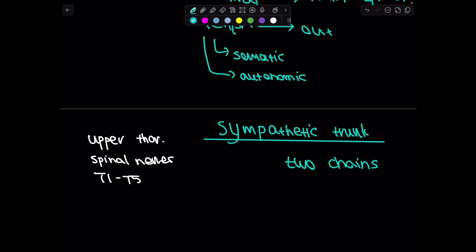So, let's talk a bit about the splanchnic nerves.